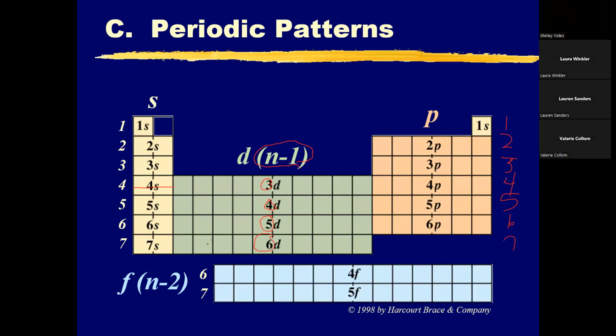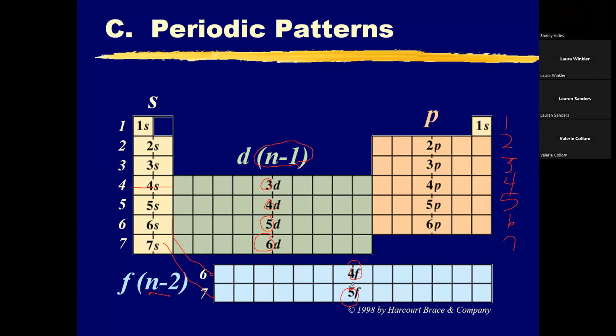Now let's look at the next one. Look at who's coming next. After this 6, you would actually go here. After 6s, it's the F's, but it's not 6f because it's N minus 2. So 6 minus 2 is 4. And 7, because that's this one, minus 2 is 5. And those are the only two.